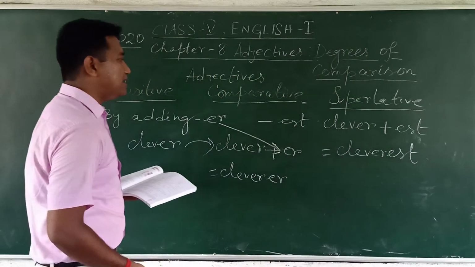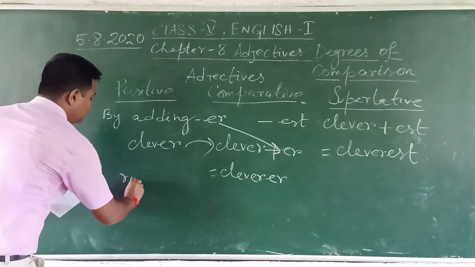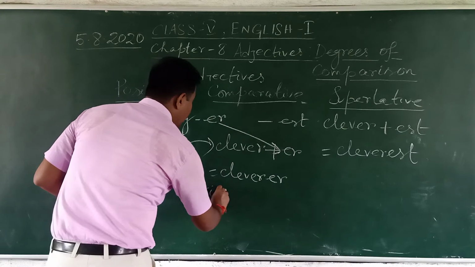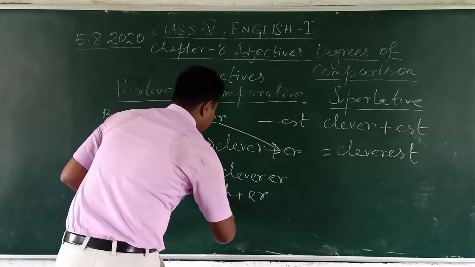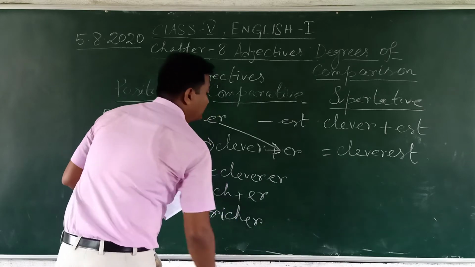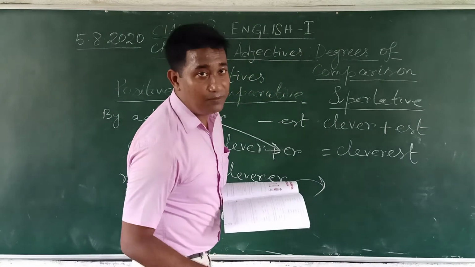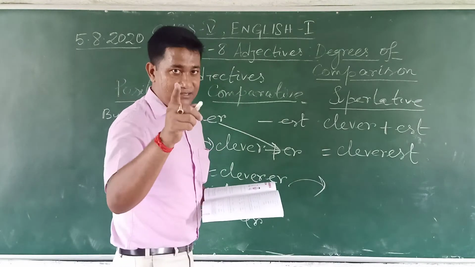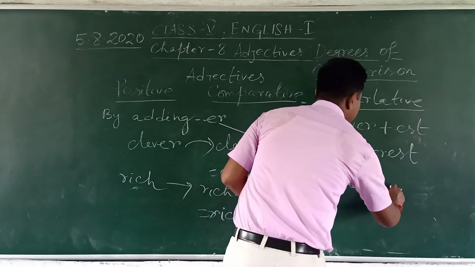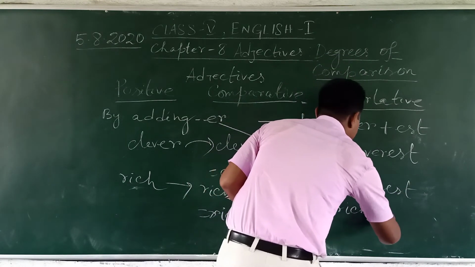I think you can understand what I mean to say. Now, second example: rich. After adding rich plus er, we get richer. Next I am moving to the superlative form. So what to do? Yes, you are right: rich plus est, richest.